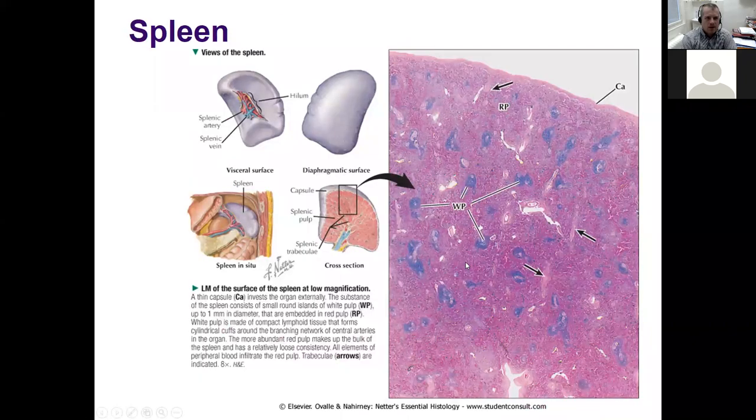So, the spleen from the surface: you can see the fibrous capsule. Parts of the same tissue appear inside, but these are already the connective tissue trabeculae. And here is the white pulp. This is a staining where collagen is blue, so the connective tissue surrounding the arteries in the white pulp follicles is blue. Otherwise, all this tissue is red pulp.